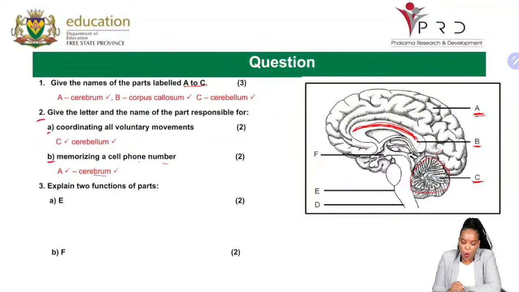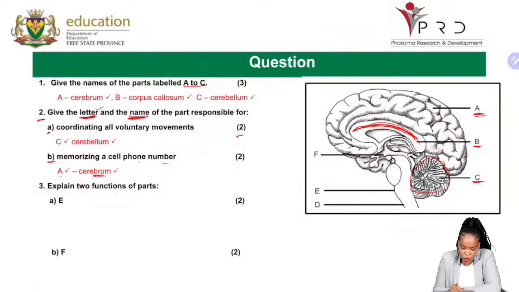And please take note, when the question says give a letter and a name, you must do so. Because if you give only a letter and not a name, you are going to lose marks. If you check here, it says 2 marks. Mark allocation is very important. It will guide you as to how much you need to write for that answer. So you see A, there's a mark for that, and then cerebrum, there's also a mark for that. I just needed to make you aware of that.